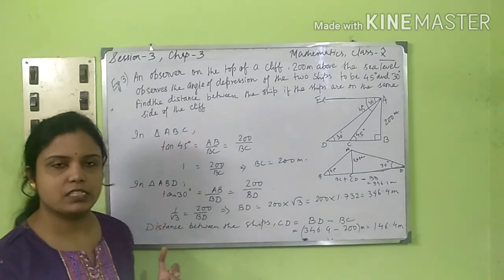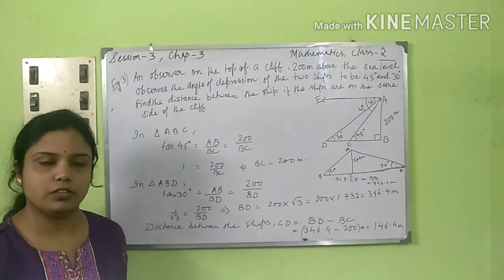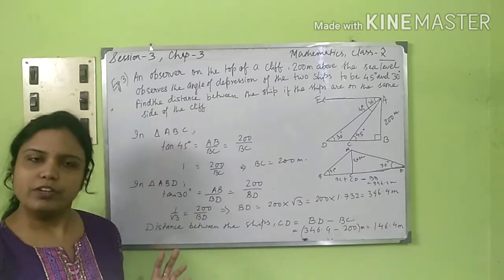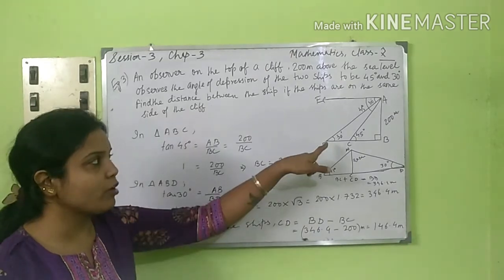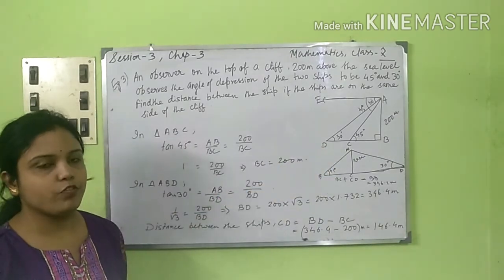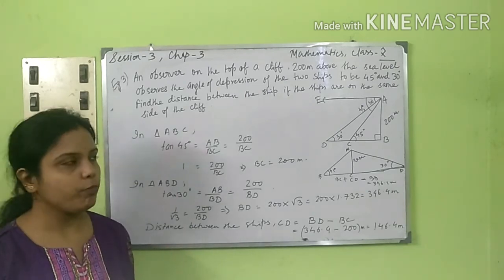I hope it is very clear to you. This was the sum for angle of depression. So this chapter is really very easy, but you have to practice a lot, and most importantly, you have to draw the diagrams before you start with it. So this was all about the chapter. I hope you have understood.